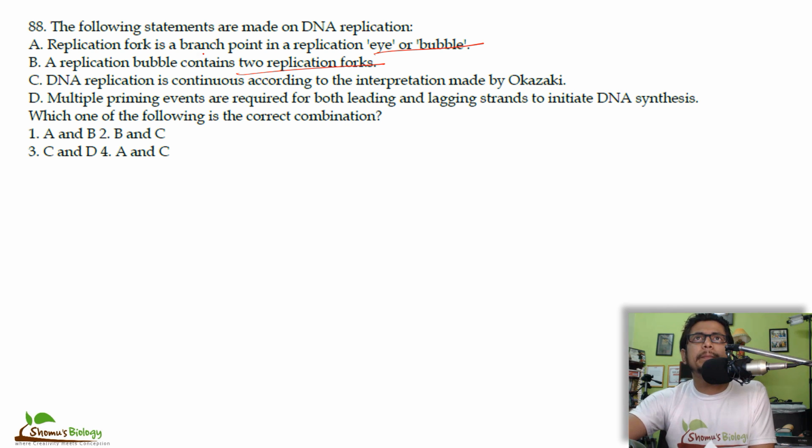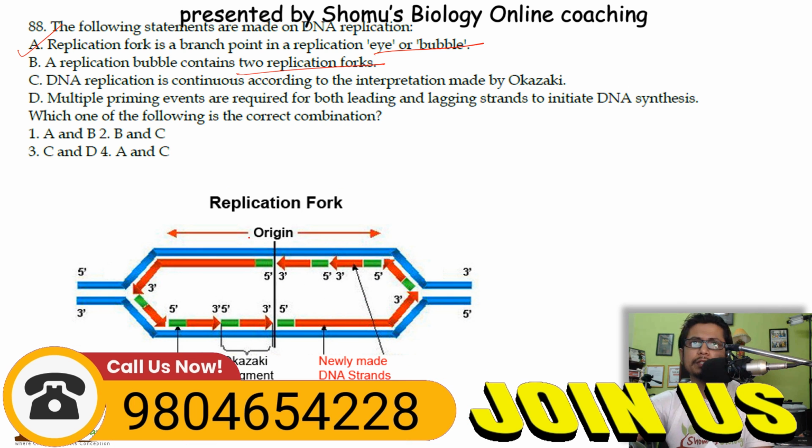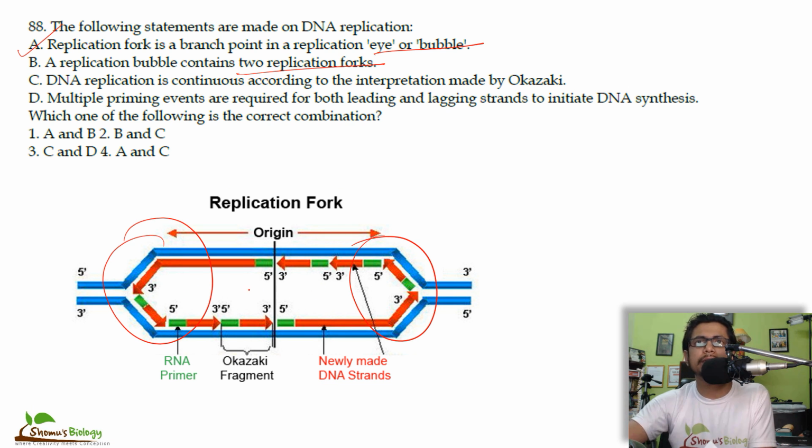So replication fork is a branch point in a replication eye or bubble. The statement is true because, if I show you a replication fork, this is a replication bubble, and in the replication bubble there are two replication forks present. So it's replication eye or replication bubble, two forks are present. Replication bubble contains two forks, that's also true. A, B both are true.